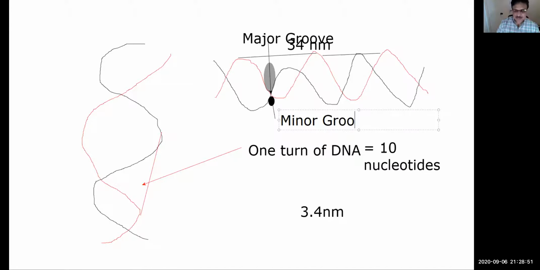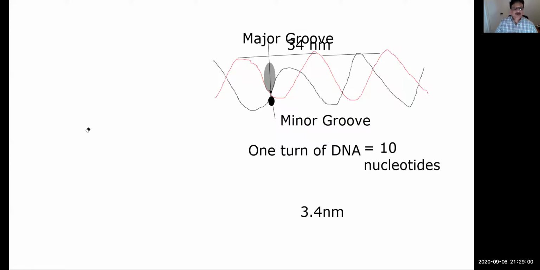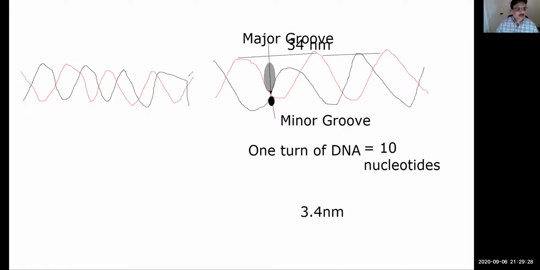So what I mean by major groove and minor groove is that when DNA is, what is DNA? A double helical structure, right? When the two strands intertwine against each other. So let me draw again. Let's say this is one strand, and let's draw the second strand, something that's not perfect, right? So see here.